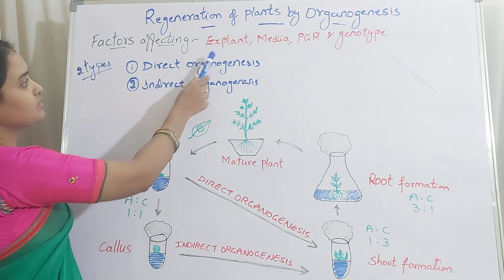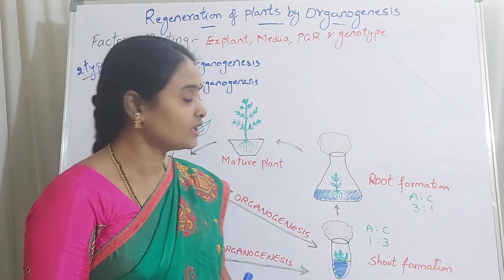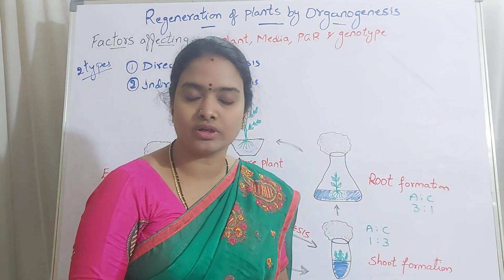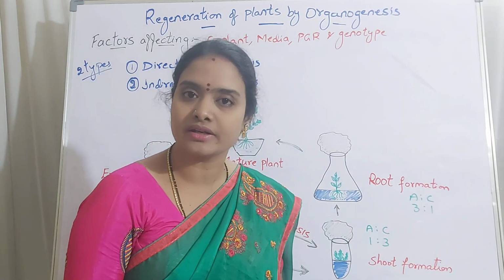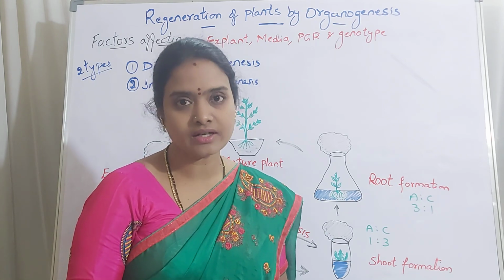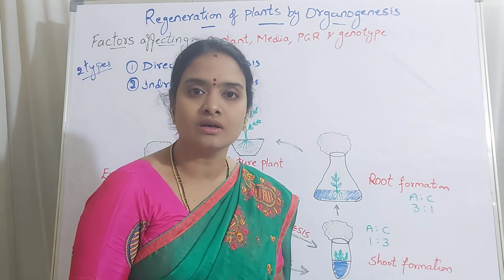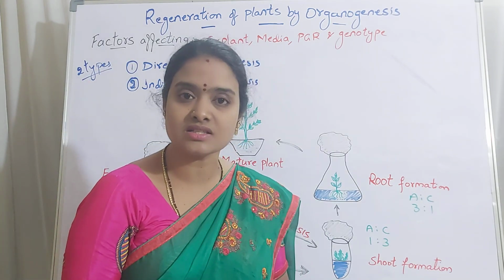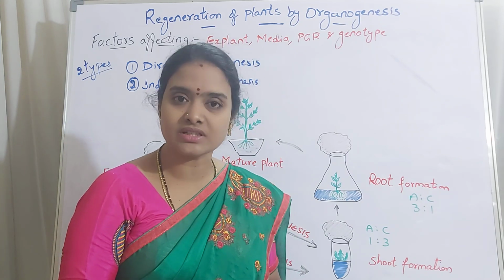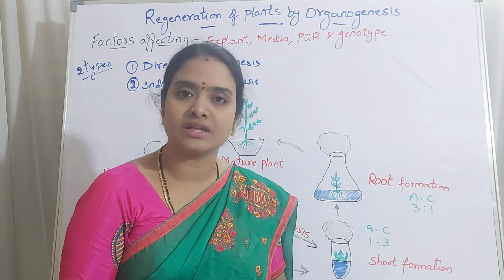So here the first one is the type of explant you are taking. So already we have discussed, explant is defined as any part of the plant body which can be used in plant tissue culture in order to produce a complete plantlet. Right? So why is that complete plantlet produced from an explant? What is the principle involved? That is the totipotency effect. Totipotency is the ability of a single cell to get transformed into a complete plantlet.